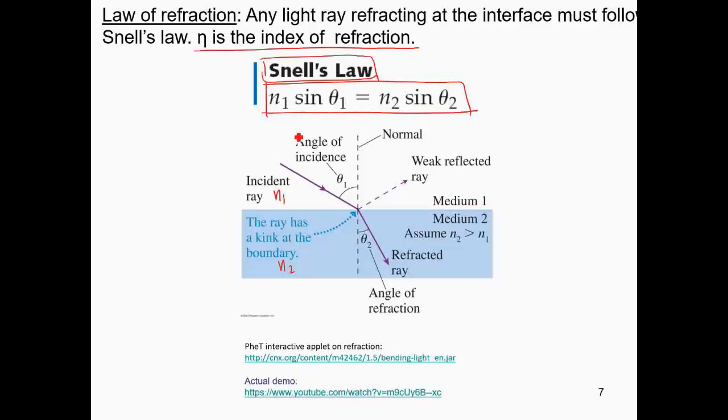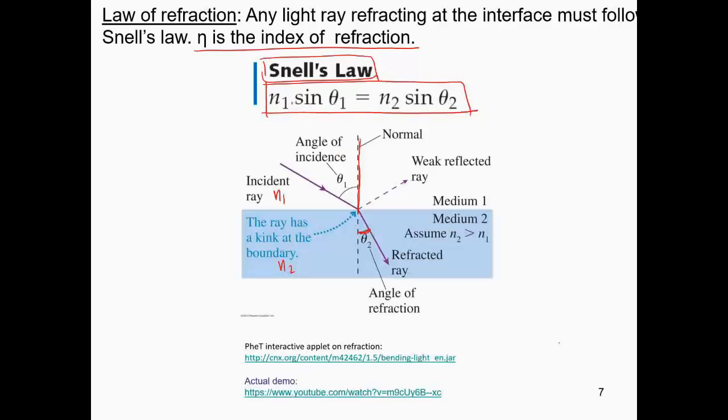So that's what it says. First, draw the incident ray, and this is the normal drawn to the surface. The ray will bend and make an angle of refraction. This theta 2 is the angle of refraction. And what's their relationship? The relationship is this: n1 sin theta 1 must be equal to n2 sin theta 2. That's how light behaves.